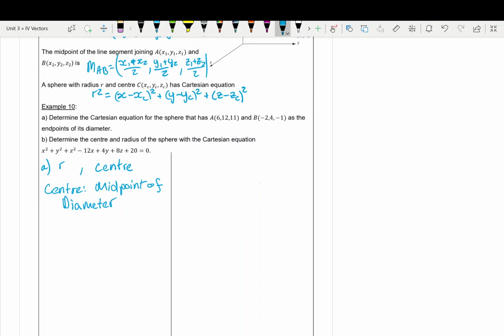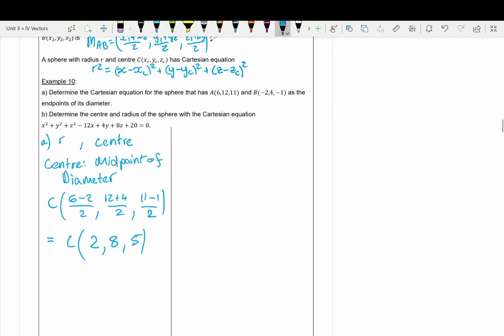So to find the midpoint of the diameter, that's going to be C is equal to 6 plus negative 2, which is 6 minus 2 on 2. It's going to be 12 plus 4 on 2. And it's going to be 11 plus negative 1, which is minus 1 on 2. So the center that we get is 2, 8, and 5. The next thing we want to know is the radius. So the radius, just like we looked at earlier, is going to be half the distance between A and B.